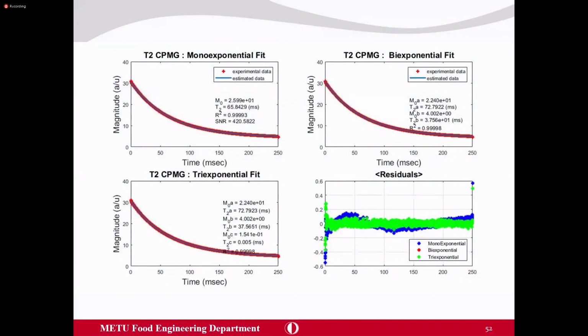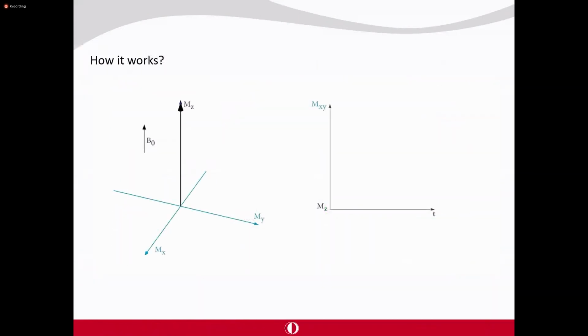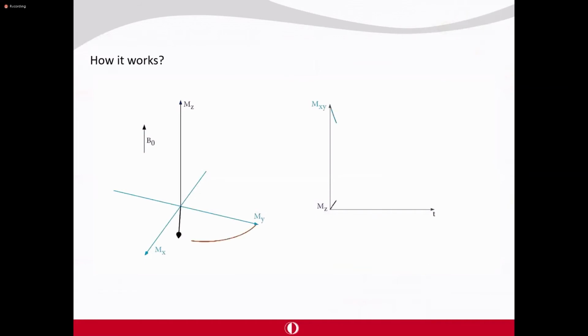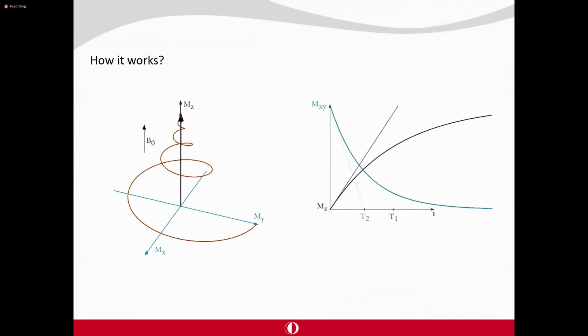Okay, here are some example T2 signals. Let me also show you the T1 and T2 together. Let us look at it again. T1 is recovery, T2 is decaying.